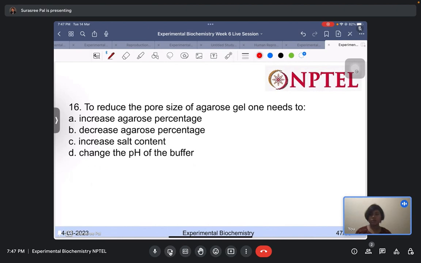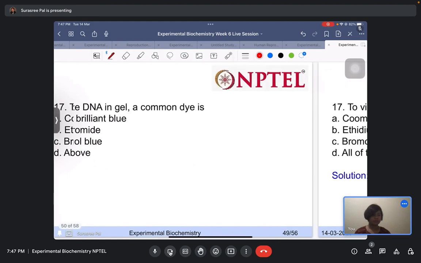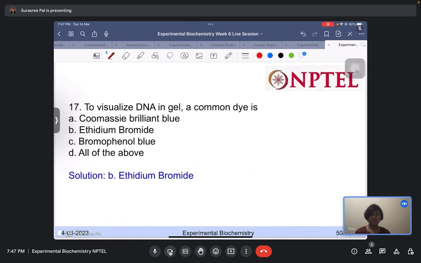What is to be done to reduce the pore size of agarose gel? To reduce the pore size, we have to increase the agarose percentage. How can I visualize DNA in gel? The dye which is used is ethidium bromide, which intercalates in the bases of the DNA.